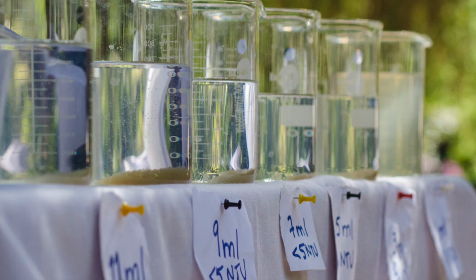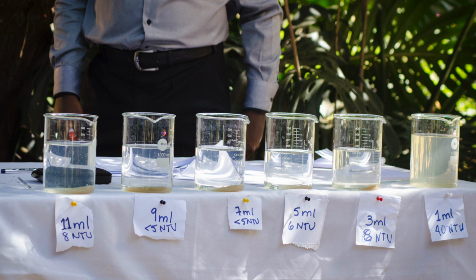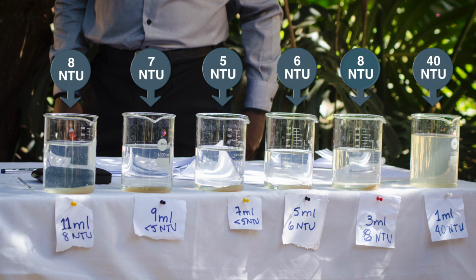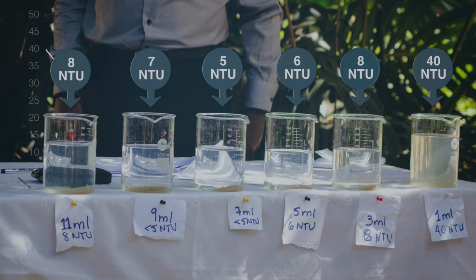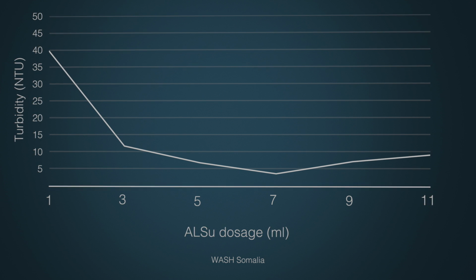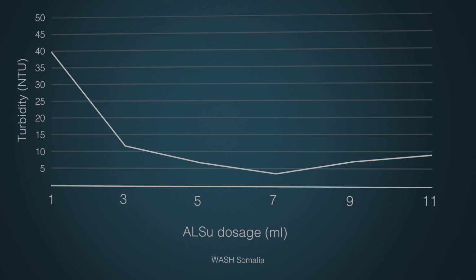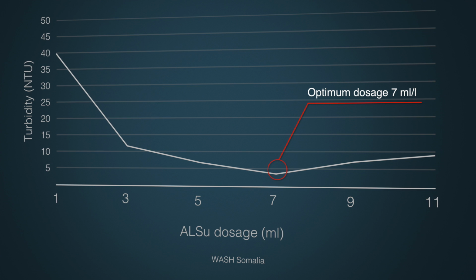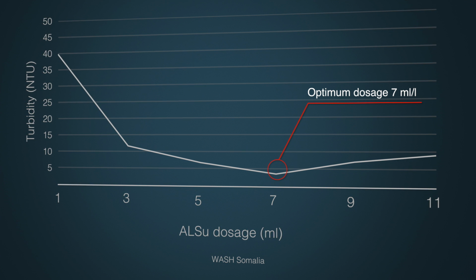Now we have determined the turbidity of all the 6 beakers. As you can see, the first beaker, the turbidity is 40 NTU, the second is 8, the third is 6, the fourth is 5, less than 5, the sixth is 7, and the last one is 8. From the turbidity test, the level of NTU goes down to the optimum level and then up again. The point where it is minimum is the optimum level of dosage. That is the optimum dosage which is required.